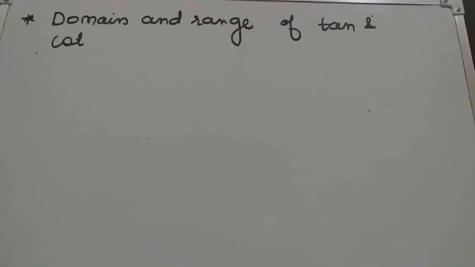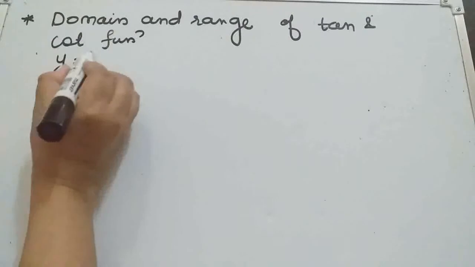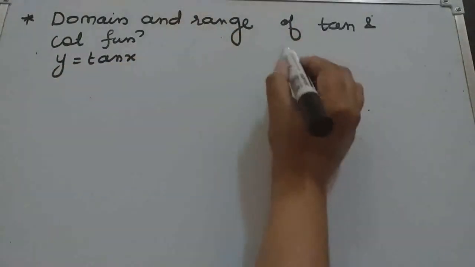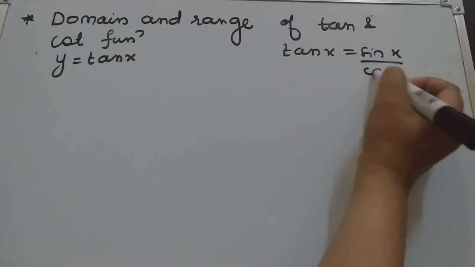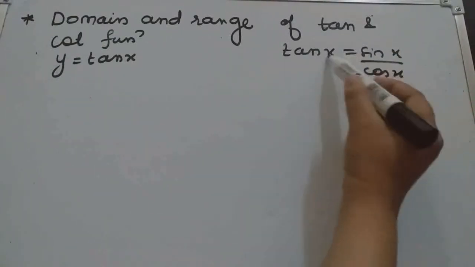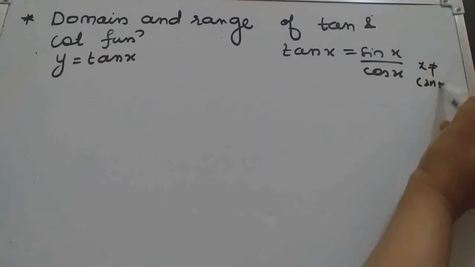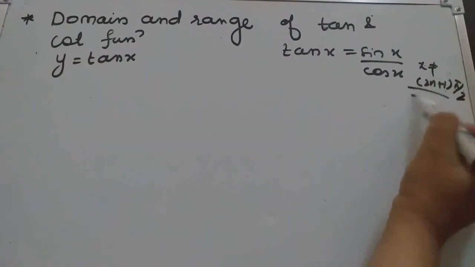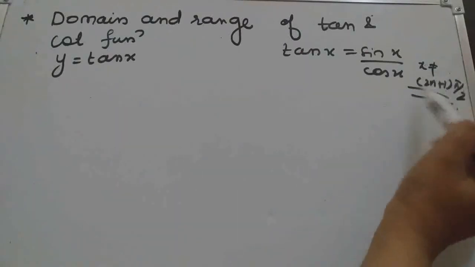Domain and range of tan x and cot x functions. So first we will see tan x. Now we know tan x is what? Sin x by cos x. So what values should x not have? x should not belong to odd multiples of pi by 2, isn't it? This we know. So the domain we can consider is R minus all these values.